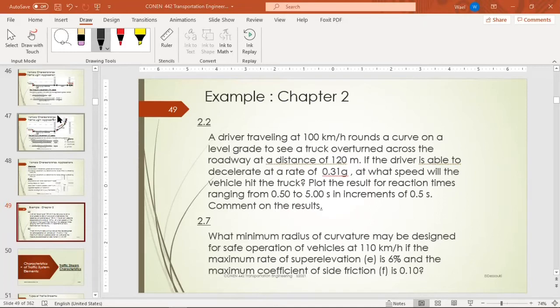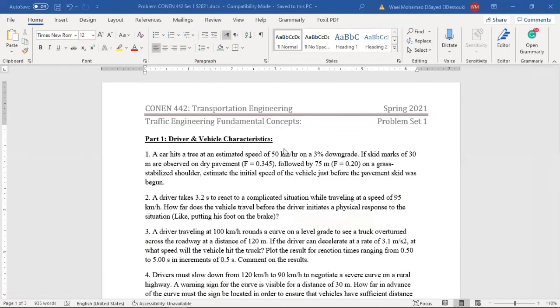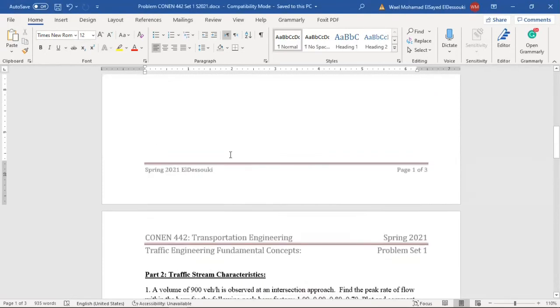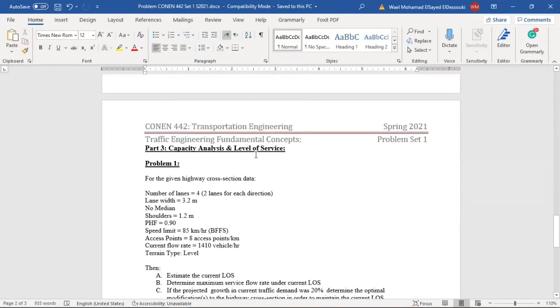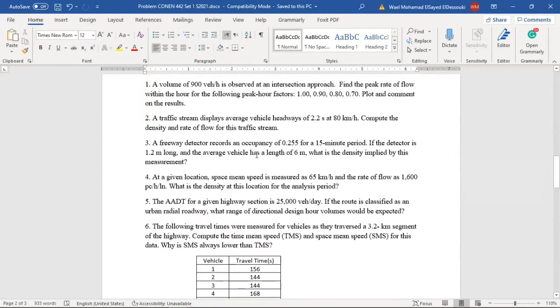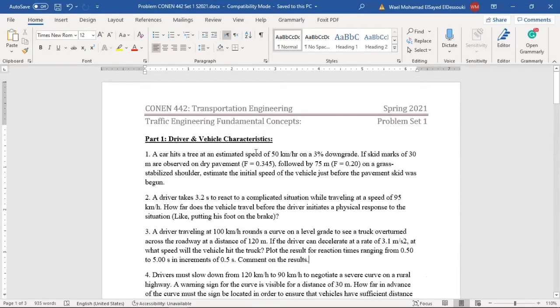This problem set, you don't see it now, right? We see 2.2, 2.7. This is the problem set that I'm going to be posting for you to solve. Problem set number one. So we start with part one, driver and vehicle characteristics. And part two, traffic stream characteristics. Part three, capacity analysis and level of service, which is basically all of this covering module one. So I'm going to assign to you this week this part one, and I will send you a notification on your emails.